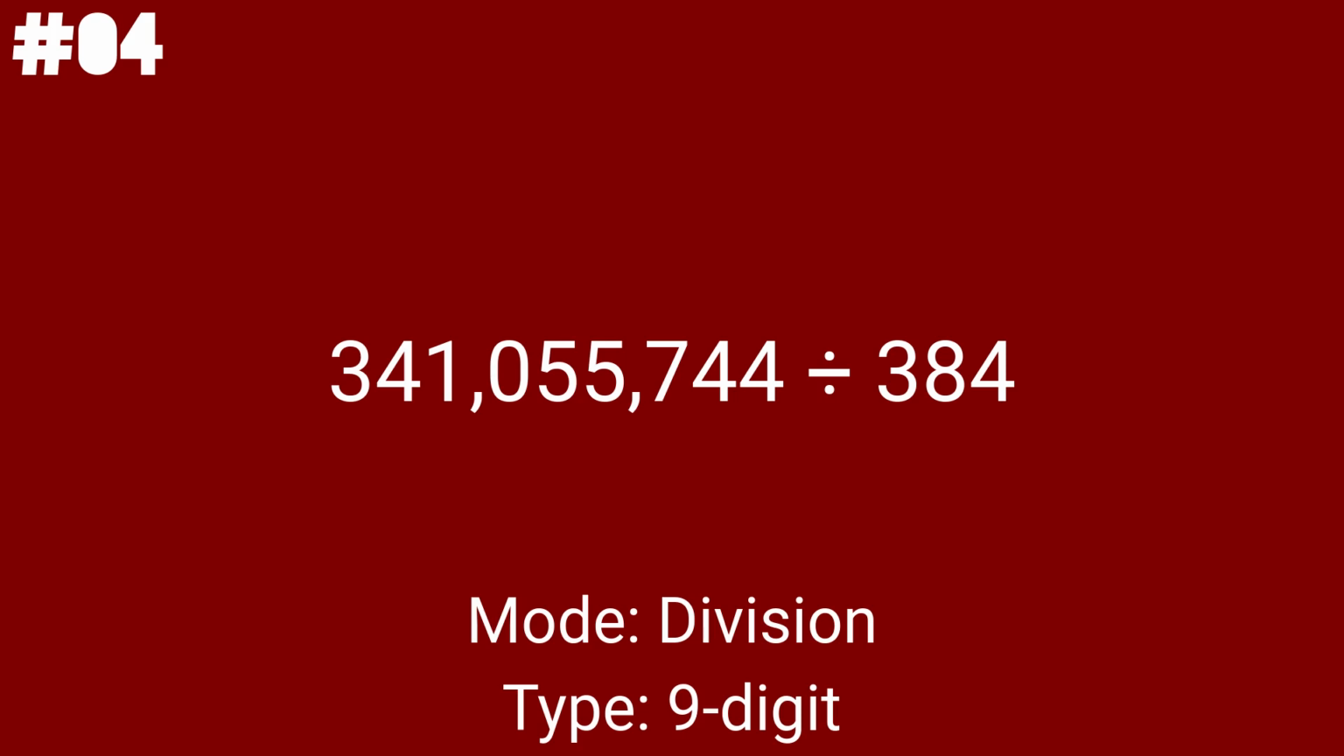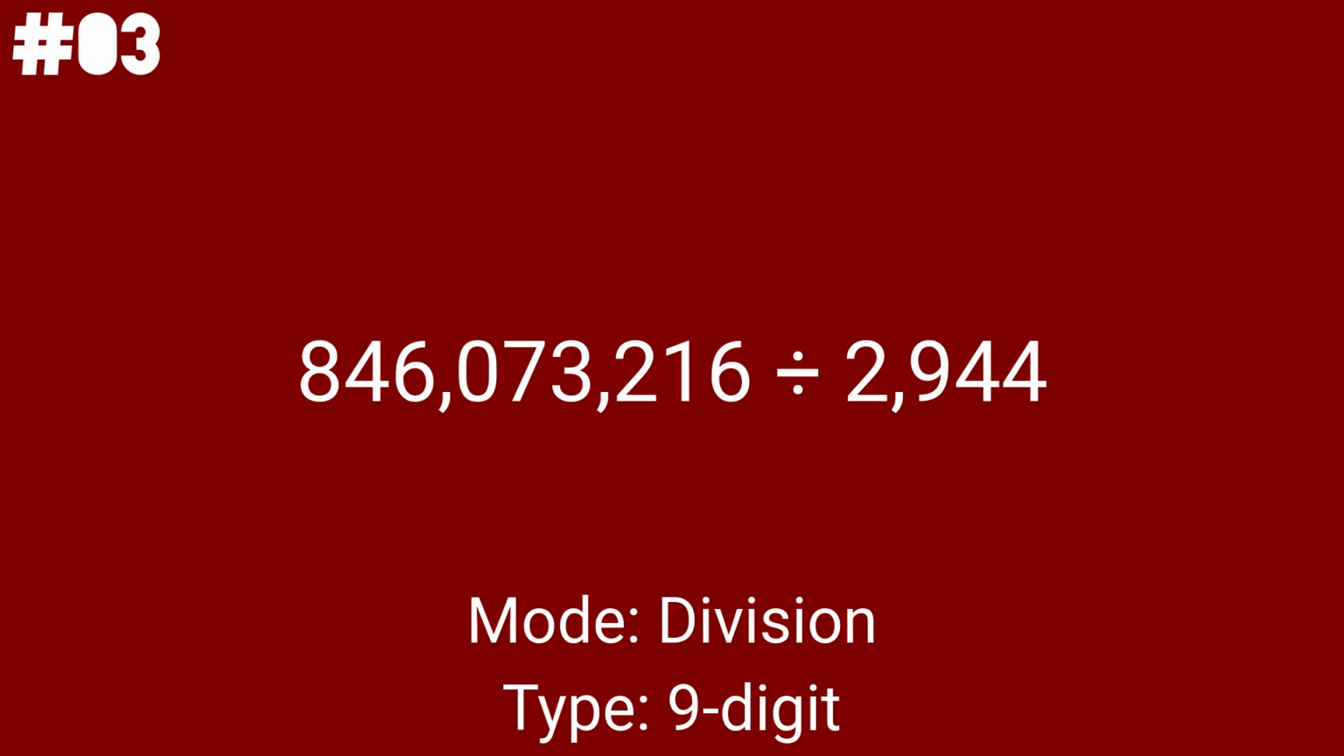341,055,744 divided by 384 is problem number 37, and this is the 2nd division problem with 9 digits. Additionally, 4 more division problems. 846,073,216 divided by 2,944 is the 3rd to last division problem, and this is division problem number 38. Also, there's something special about the last division problem, so let us keep going a bit more.